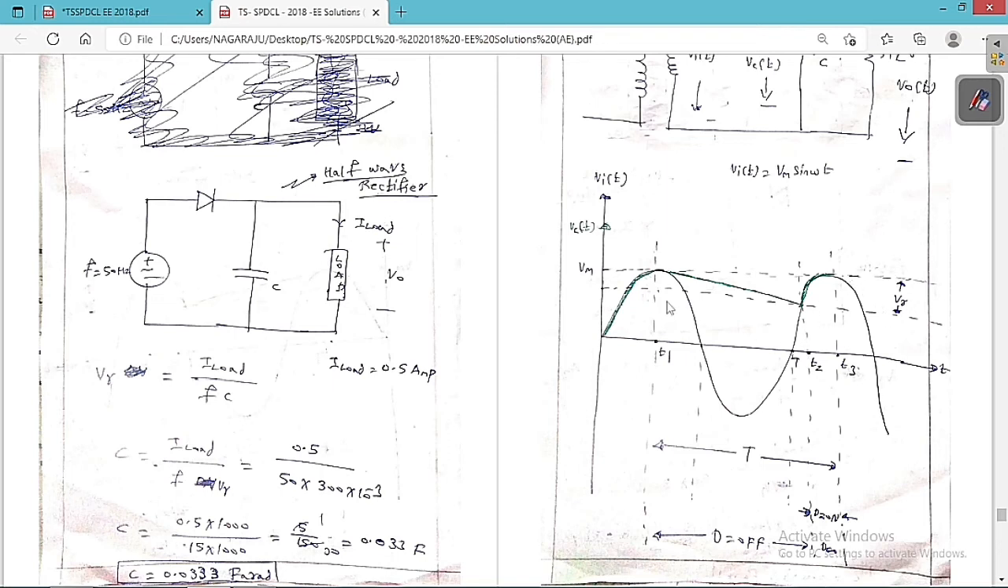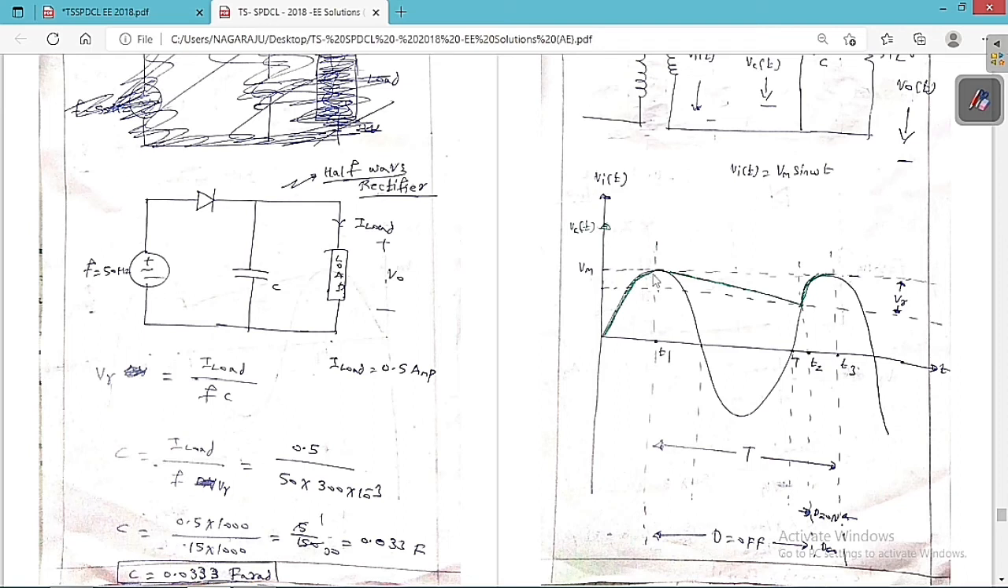So now I am going to draw the output voltage. As initially the input voltage is a positive value, the diode is going to turn on because initially the capacitor voltage is equal to 0. Therefore the output voltage is equal to the input voltage. So the output voltage will follow the input voltage up to this time.